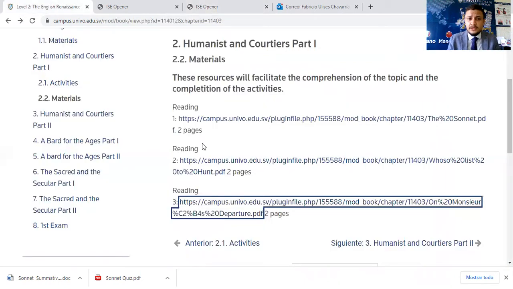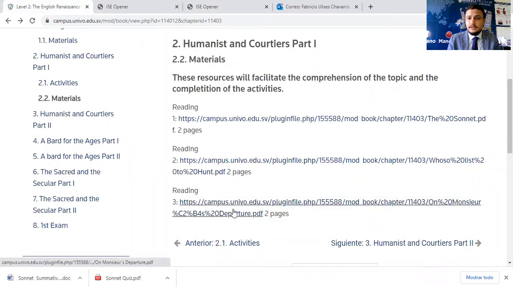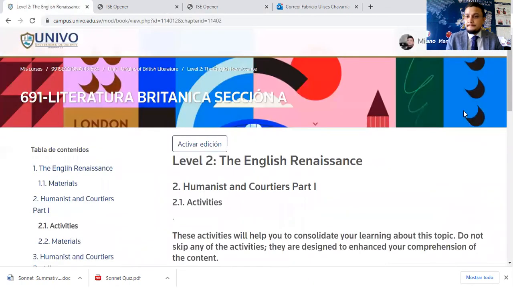So in total, you have 3 readings, reading 1, 2, and 3. It's gonna take you no more than 15 minutes to read all of this. All right, once you complete the readings, you go to this activity.